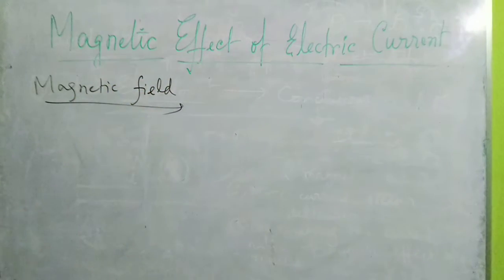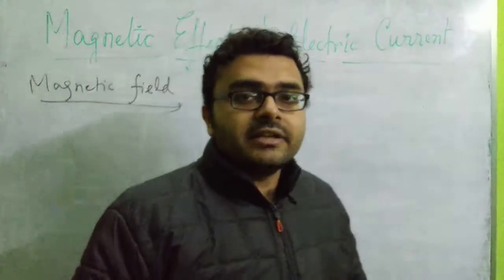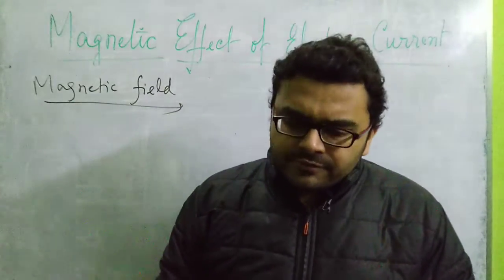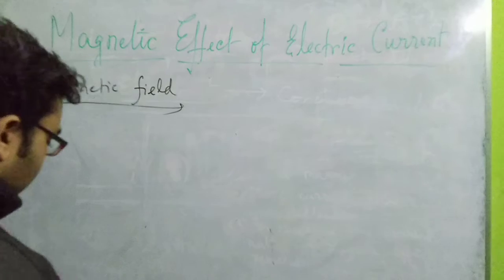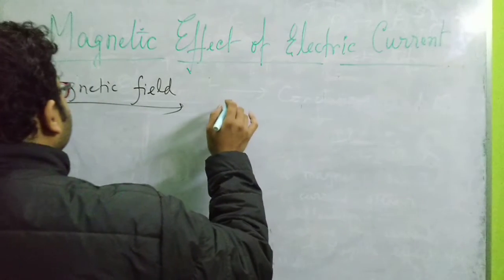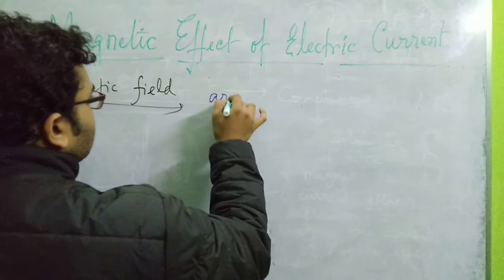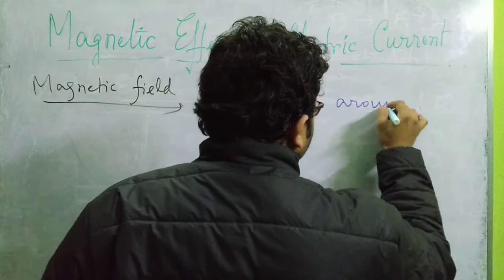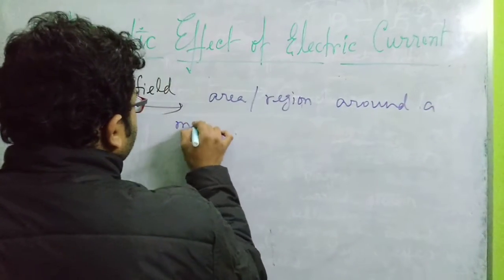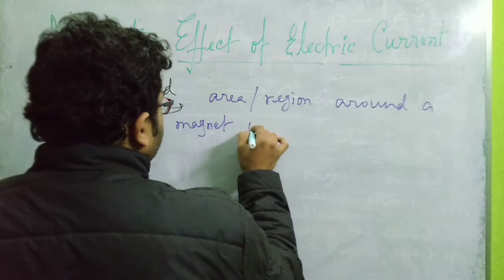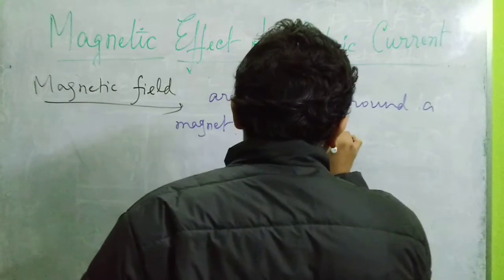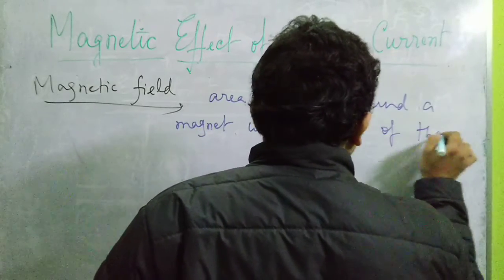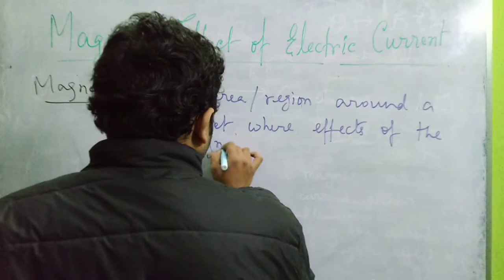It can be defined as a region around a magnet in which the effect of the magnet can be felt. So the magnetic field can be stated as a region or area around the magnet where the effects of the magnet can be felt.